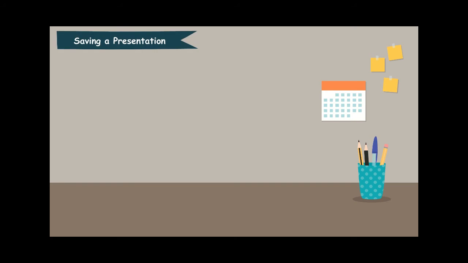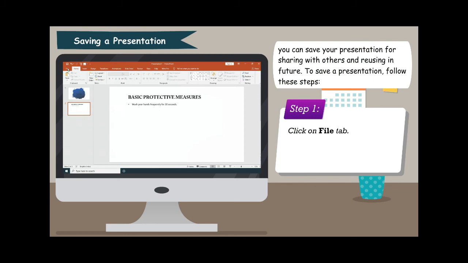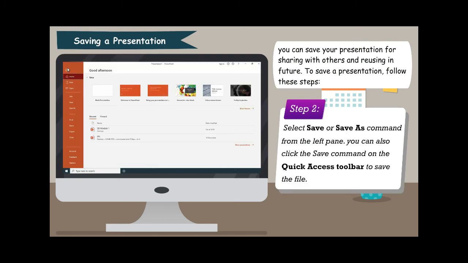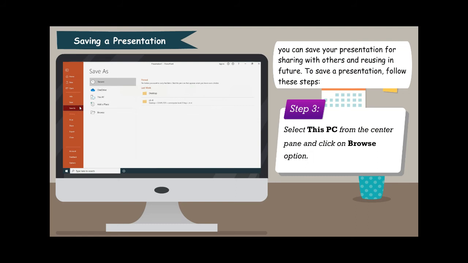Saving a presentation. You can save your presentation for sharing with others and reusing in future. To save a presentation, follow these steps. Step 1. Click on File tab. Step 2. Select Save or Save As command from the left pane. You can also click the Save command on the Quick Access toolbar to save the file. Step 3. Select This PC from the center pane and click on Browse option.